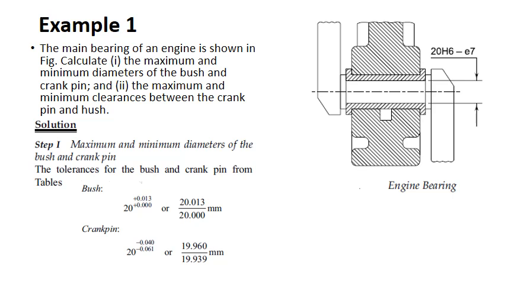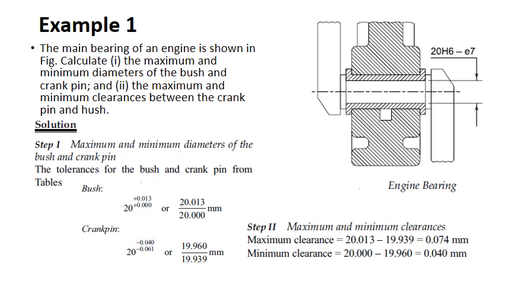Now you add this 20 to both the limits to get the maximum and minimum diameter. So when will you get the maximum diameter of the bush? 20 plus 0.013. Similarly, the lower limit. Similarly for the crank pin, right? So we have estimated it.